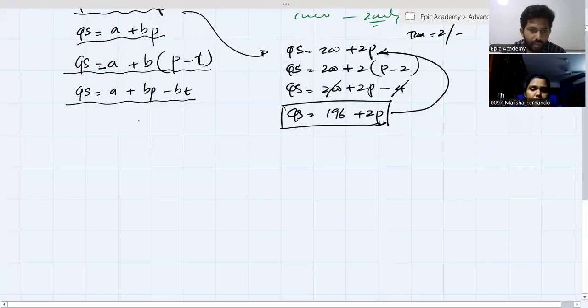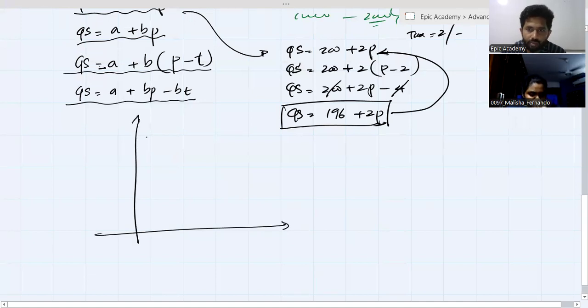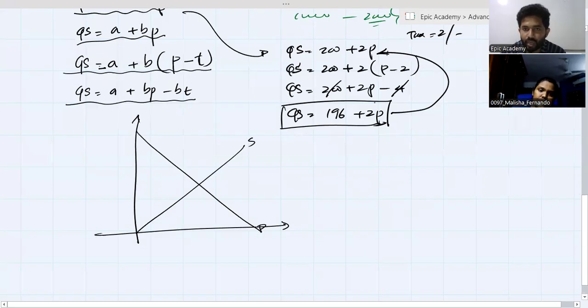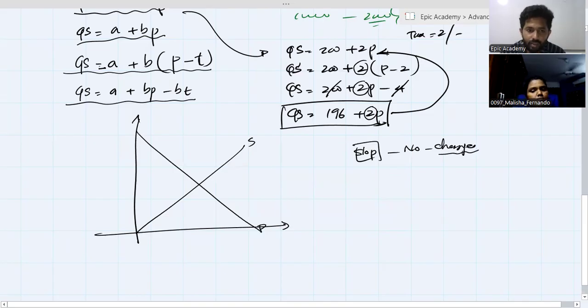How can you identify that situation by using a curve? This is the demand curve and this is the supply curve. But you can identify that the value for B is always 2. That means the slope of the curve is not going to change. No change in the slope of the curve. But the starting point can be changed.